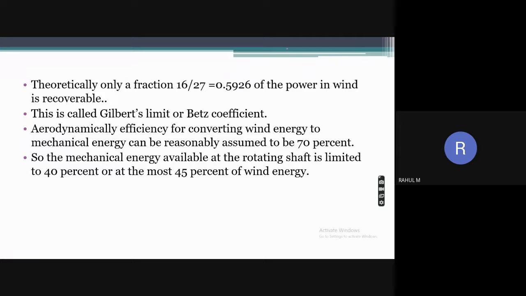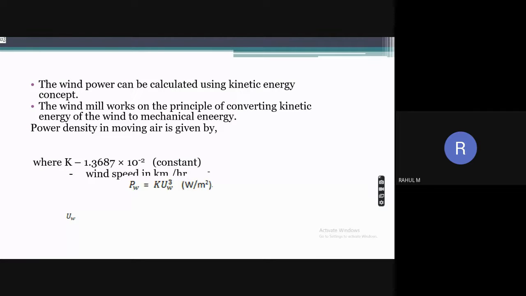We have seen that the power of the wind, the wind power density, is given by this equation: Pw is equal to K into Uw whole cube, where Uw is the velocity of the wind, given in kilometer per hour. But even though the wind has the capability to produce this much power, this entire power cannot be utilized properly. This Pw power cannot be completely converted into electricity.